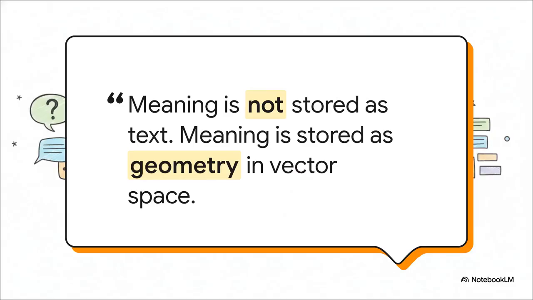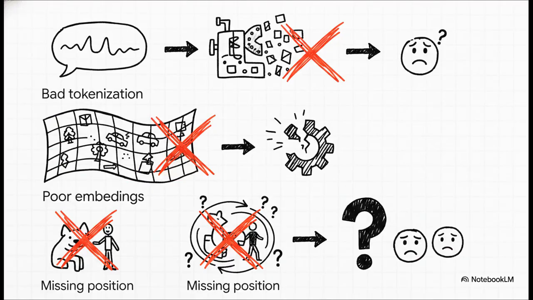So, the crucial point is this, and I want you to let this sink in. For an AI, language isn't a string of characters. It's a collection of points in a high-dimensional space. Similarity is just distance. Relationships are directions. Analogy is just parallel lines. Meaning has become geometry.